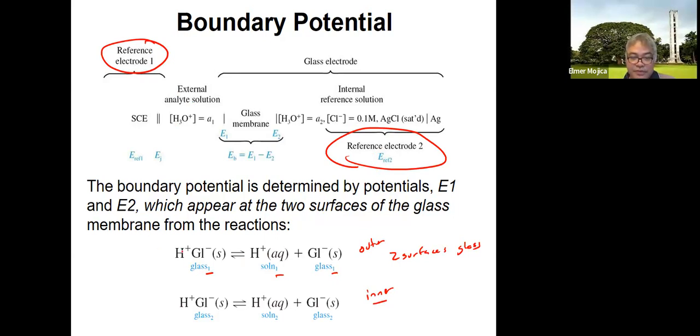So your proton, or H+, in the solution binds with the glass membrane, and then your glass membrane dissociates, and the H+ is in what we call the inner membrane. These two reactions cause the two glass surfaces to be negatively charged with respect to the solution with which they are in contact.